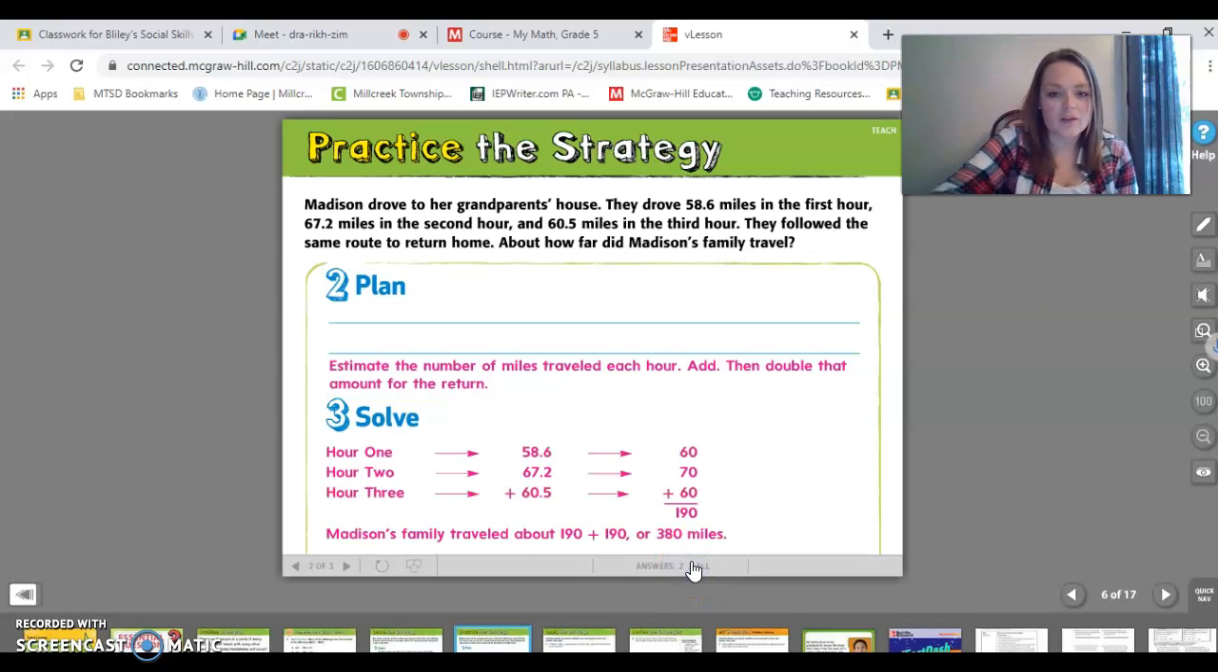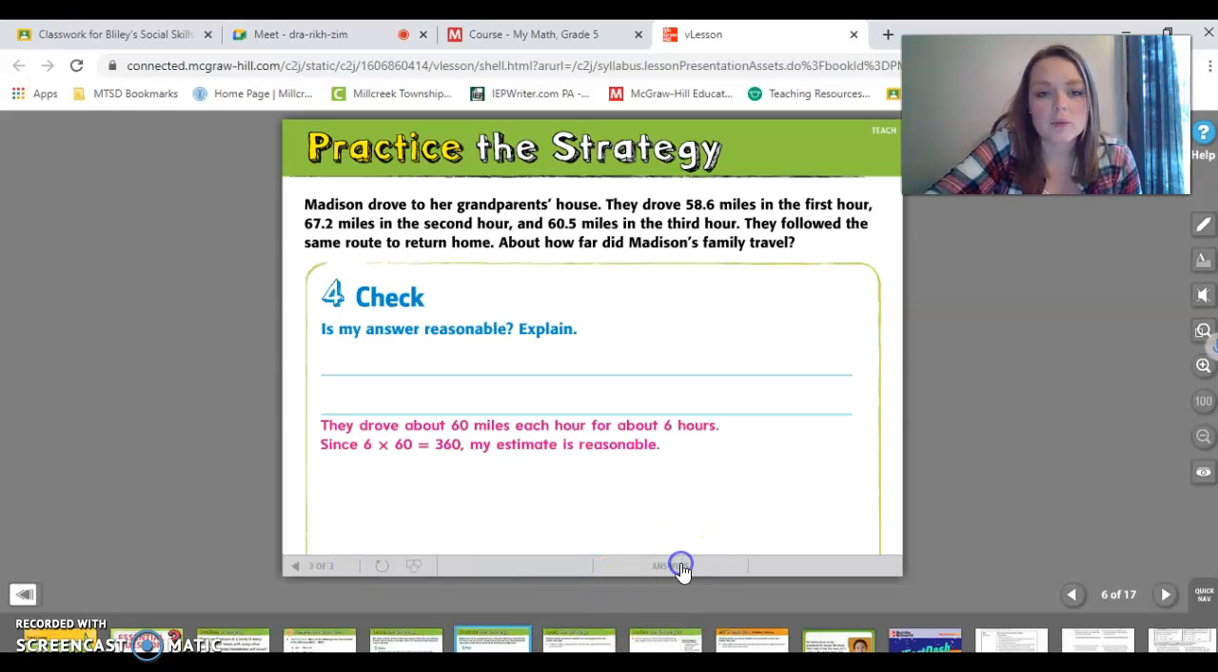How are we going to solve this? So we are going to estimate. 58.6 is closer to 60 than 50. 67.2 is closer to 70. 60.5 is closer to 60 or 70? 60. And then we're going to add 0 plus 0 plus 0 gives me 0. 6 plus 7 gives me 13. Plus 6 more gives me 19, 190. Then we're going to add from there and back. So we're going to add 190 two times to give us 380 miles.